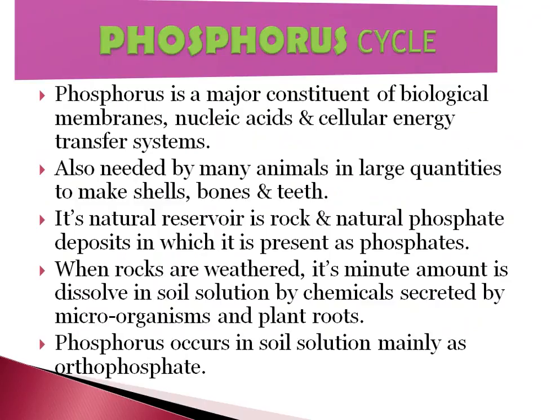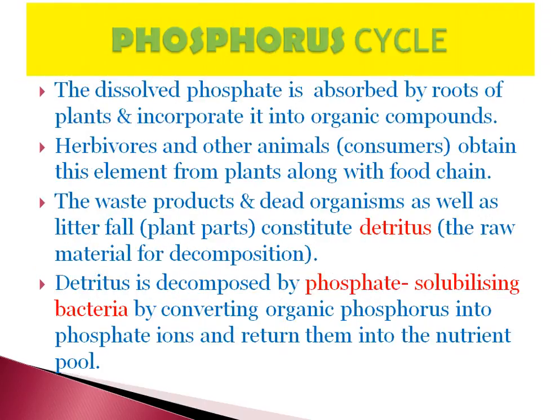When rocks are weathered, its minute amount is dissolved in soil solution by chemicals secreted by microorganisms and plant roots. Phosphorus occurs in soil solution mainly as orthophosphate. The dissolved phosphate is absorbed by roots of plants and incorporated into organic compounds. Herbivores and other animals that constitute consumers, they obtain this element from plants along the food chain.